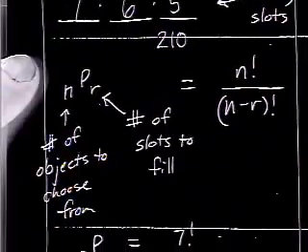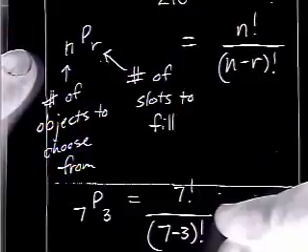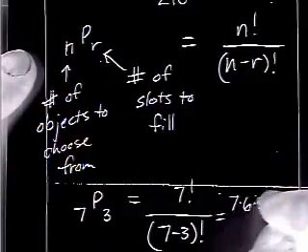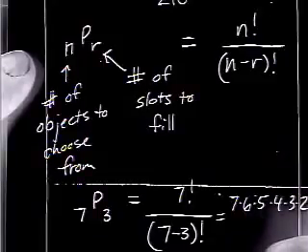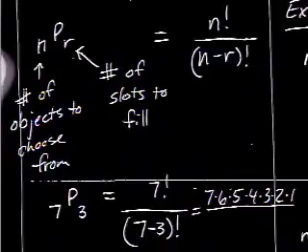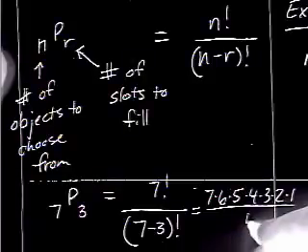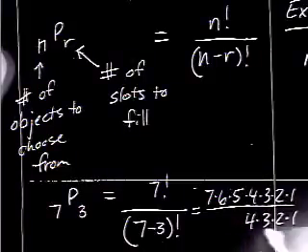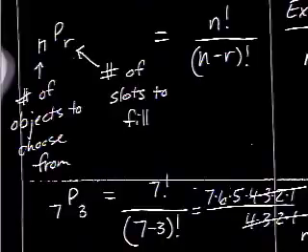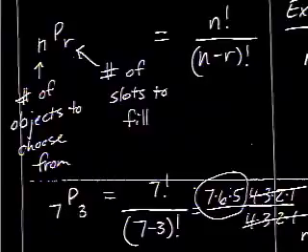So let's take a look at what would happen with our horse racing example. So we have 7 factorial, 7 times 6 times 5 times 4 times 3 times 2 times 1, all over 7 minus 3, well, that's 4 factorial, so that's 4 times 3 times 2 times 1. Anything cancel out? Well, certainly. All we're left with is 7 times 6 times 5. So that's the mathematical definition of permutations.